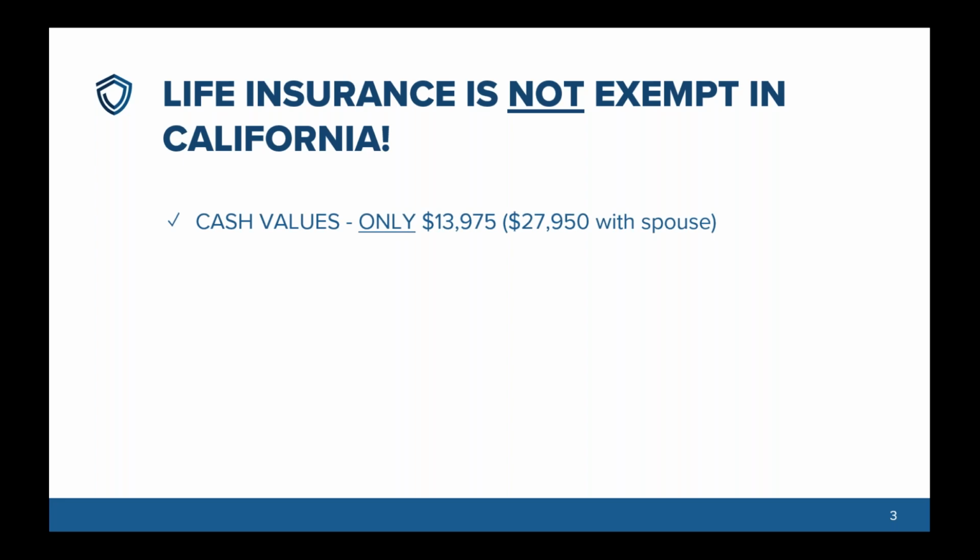The cash values are kind of blow your hair back. They're only exempt up to $13,975. Every 3 years, California indexes and upgrades its exemption numbers, and this year it's been updated to $13,975. The luxury is they also have incorporated a portability act, so with a spouse you get a double up on this type of exemption. So you have a whopping $27,950 of cash values exempt or protected.